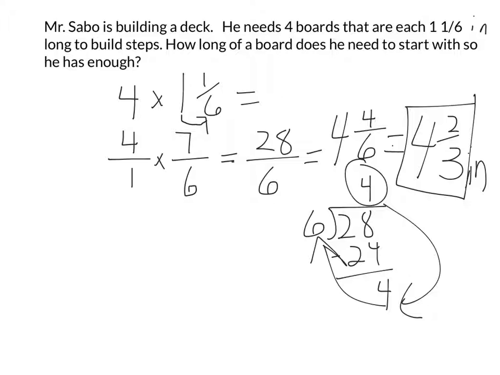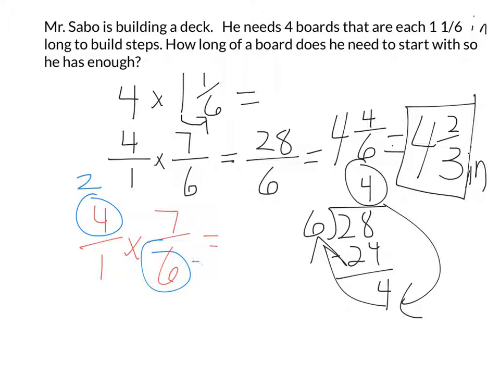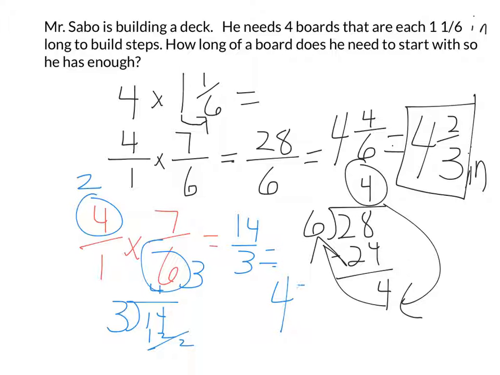Now, what if I simplified before I multiplied, though? So if I had gone from this step right here and realized, oh, hey, look at the 4 and the 6 have a common factor of 2. So I divide this by 2, I divide this by 2. So 2 times 7 is 14. And 1 times 3 is 3. Now I still have to do 14 divided by 3, so that goes in there 4 times. I got a 2 left over. So again, that's a 4 and then 2/3 inches as my final answer.